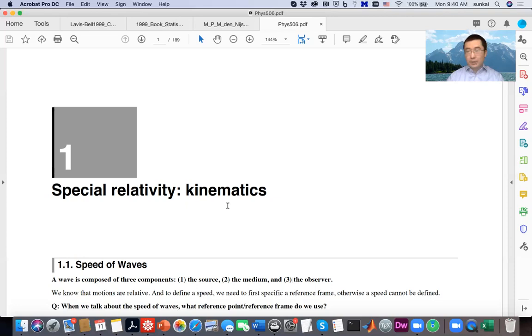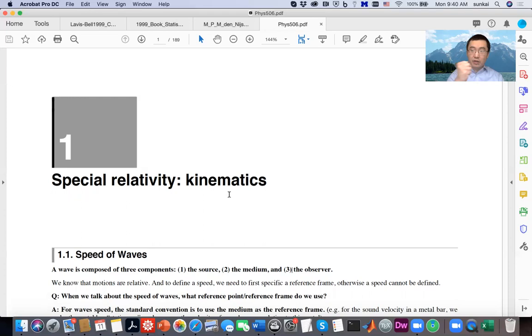Okay, and in the second chapter, we'll discuss dynamics. Kinematics is a terminology that describes the motion of an object without asking why it moves like this. We are just trying to discuss how to describe the motion of a particle or an object. And in the next chapter, we'll discuss dynamics, about why it moves like this.